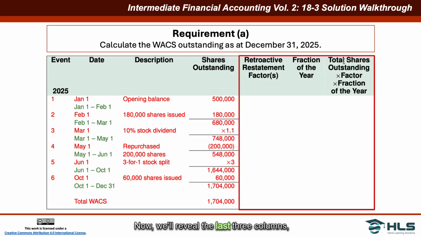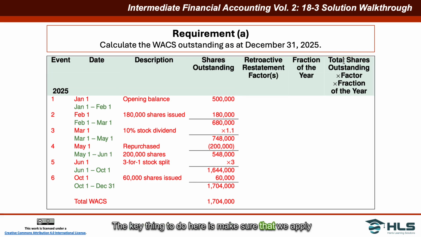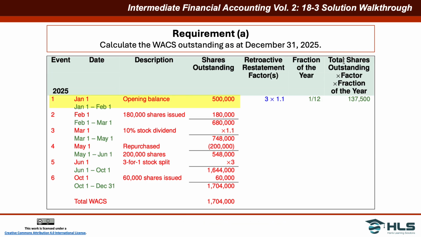Now we'll reveal the last 3 columns, where we'll determine the retroactive restatement factor, the fraction of the year, and then the total number of shares outstanding. The key thing to do here is make sure that we apply any stock splits and stock dividends retroactively to periods before they occurred. If the balance on January 1st was 500,000 shares, there are 2 events that happen after that, the 3-for-1 stock split and the 10% stock dividend.